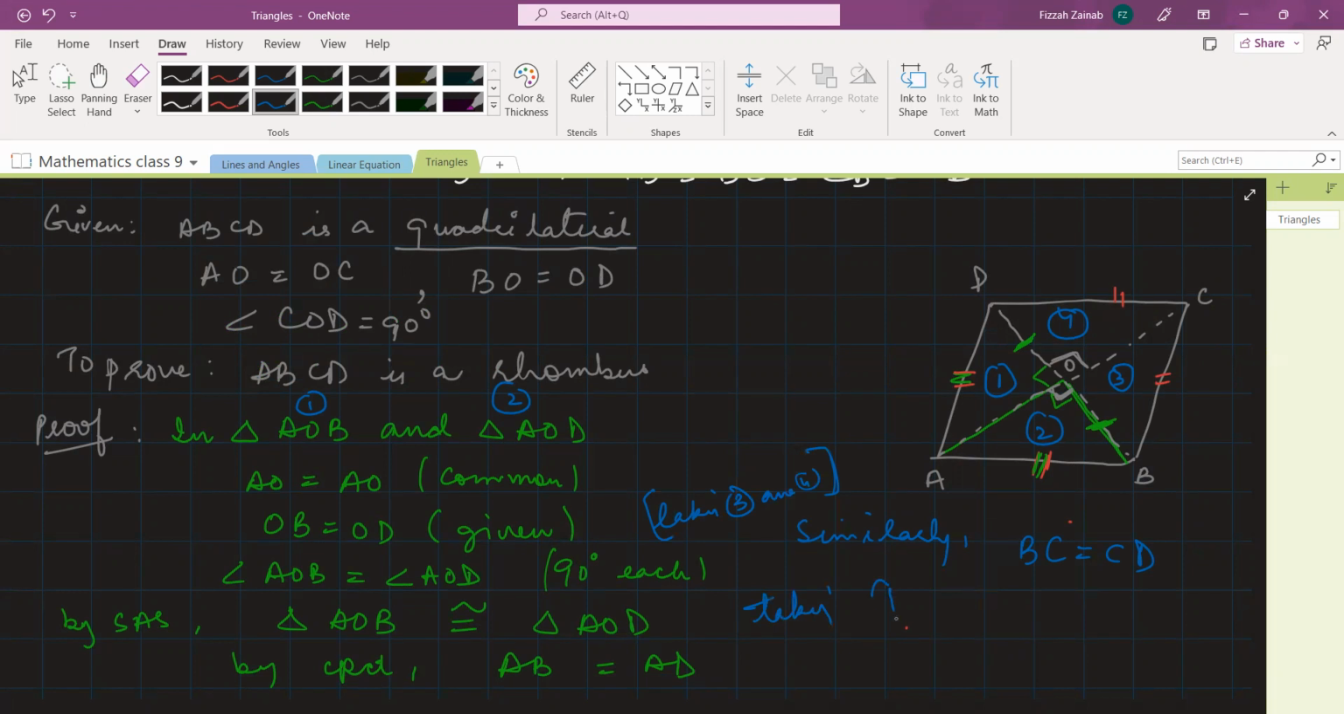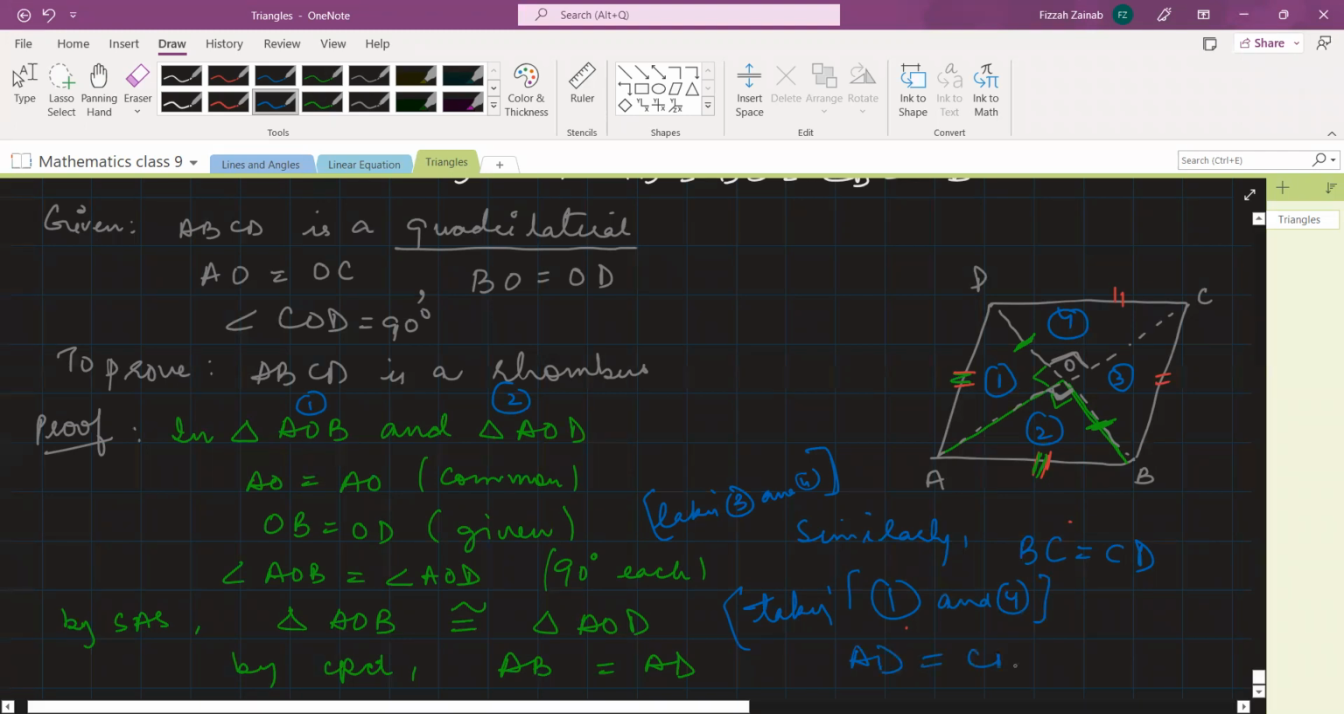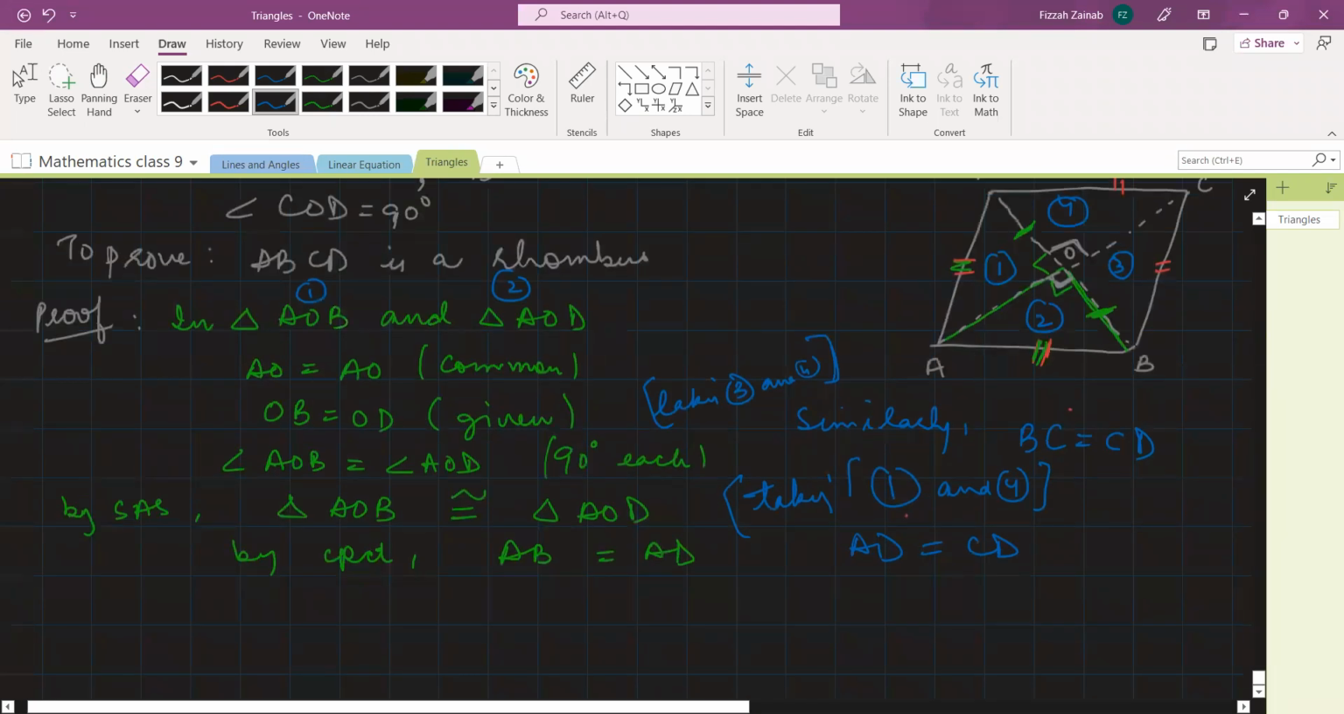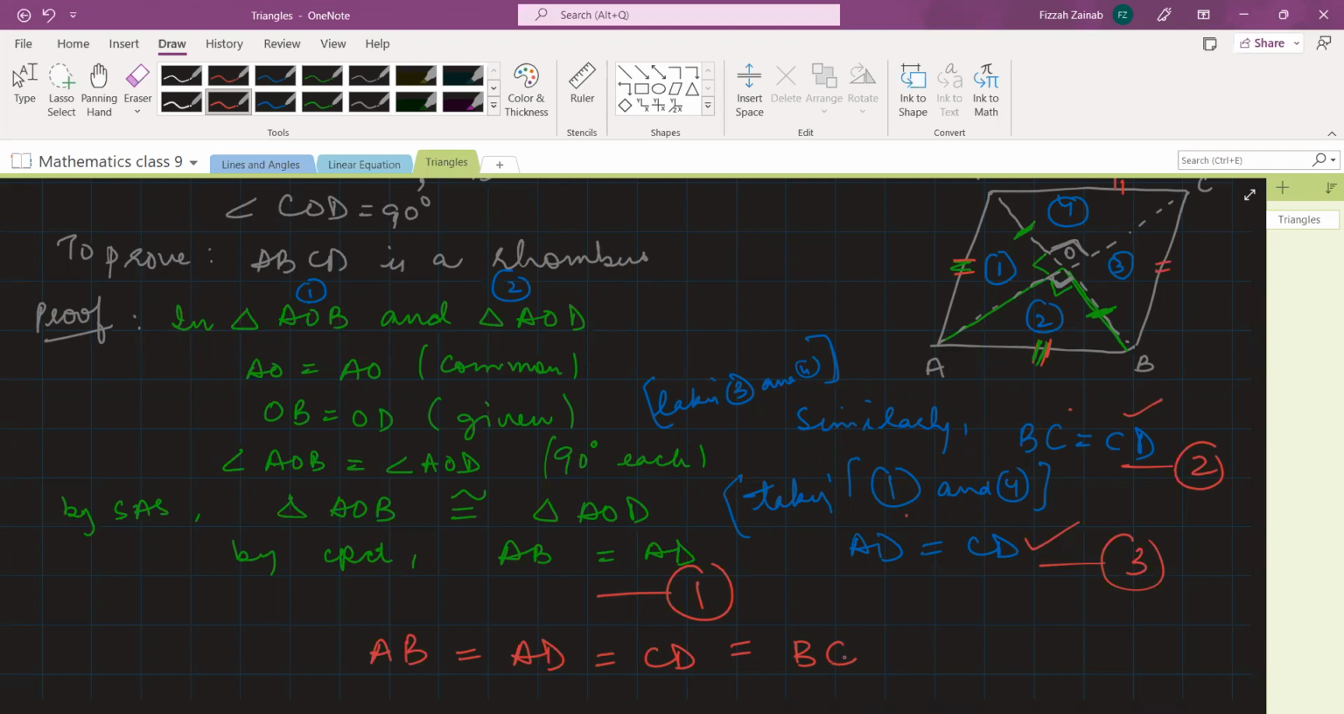Now, if I take triangle 1 and 4 side by side, and I show that these two are congruent, I'll get AD is equal to CD, right? Now you look at these three conditions. This is 1, this is 2, and this is 3. Now you write one by one. So first of all, I'm writing 1. AB is equal to AD, right? Now AD is equal to CD from 3. So equal to CD, and CD is equal to BC, right? So now I'm getting all the four sides of the quadrilateral to be equal. I hope it's understood now. Yes, Jocelyn?